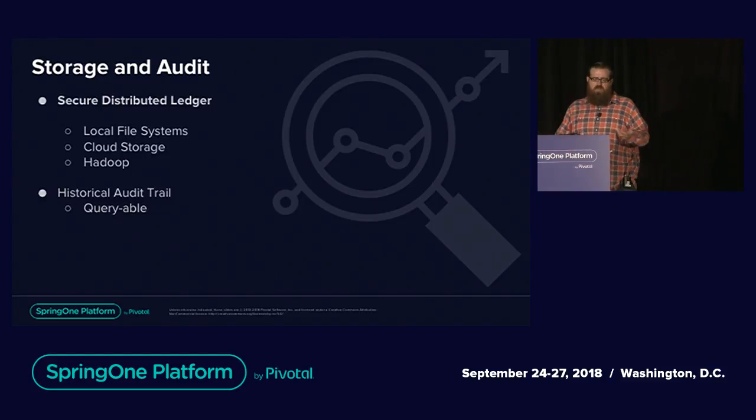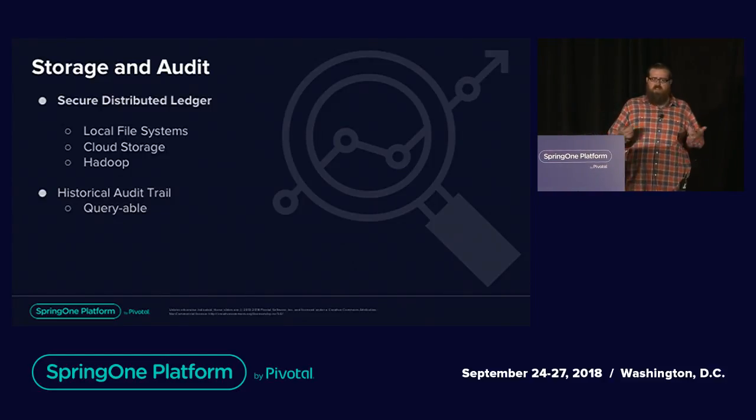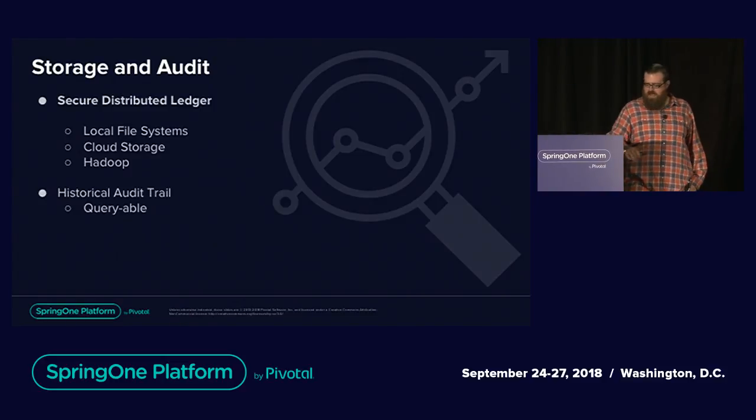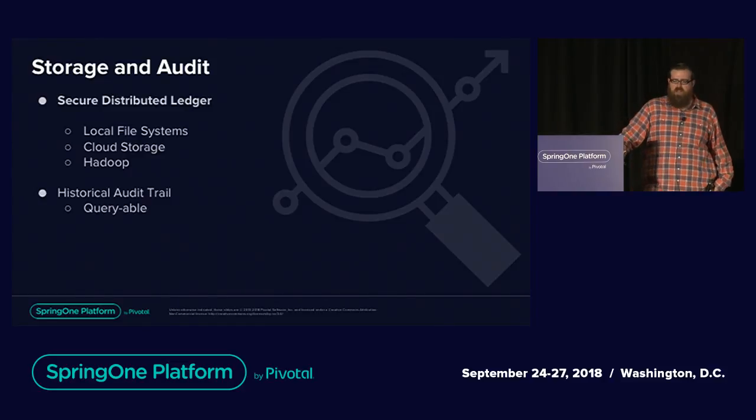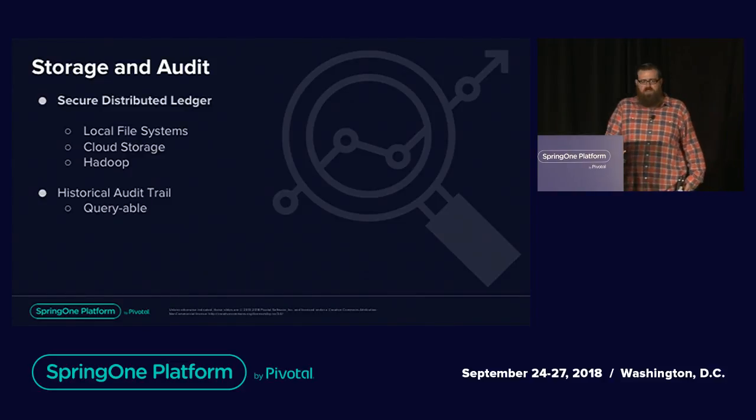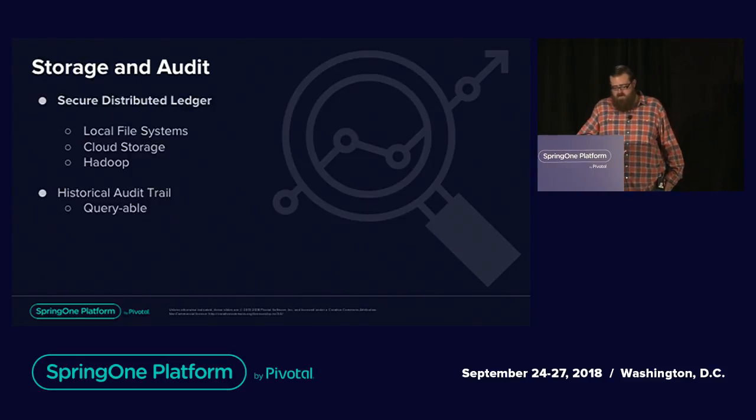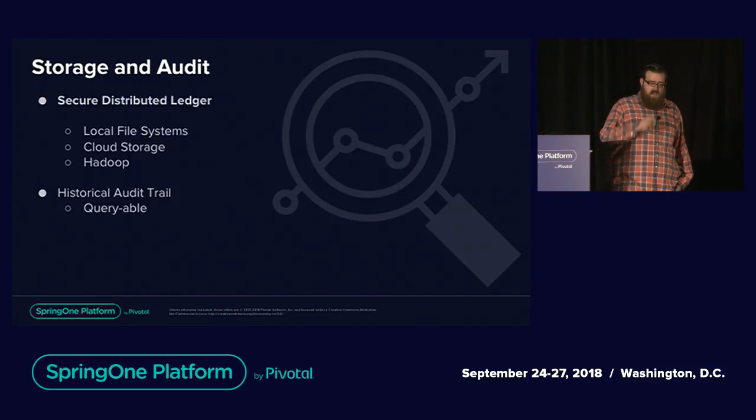You can use a local file system to store these ledgers for integration testing and development, but they already have connectors for cloud storage, so think S3, Google Cloud Storage, that kind of thing. And then, of course, Hadoop, right? If you're traditionally on-prem, you can use something like that. So they've taken care of that. Lastly is the historical audit trail.